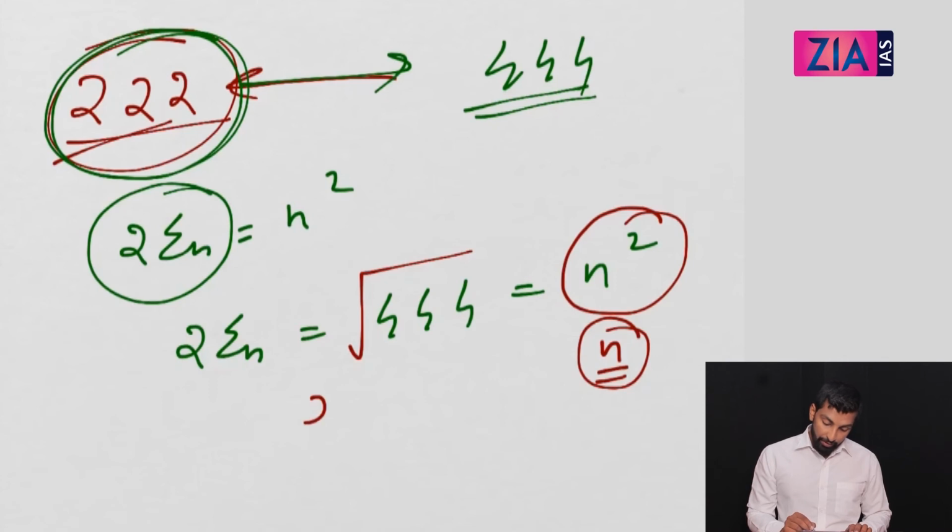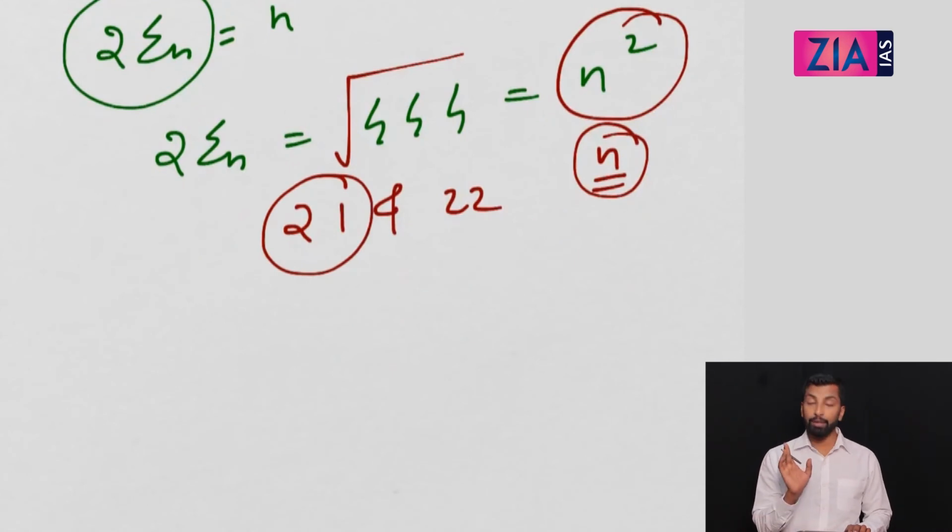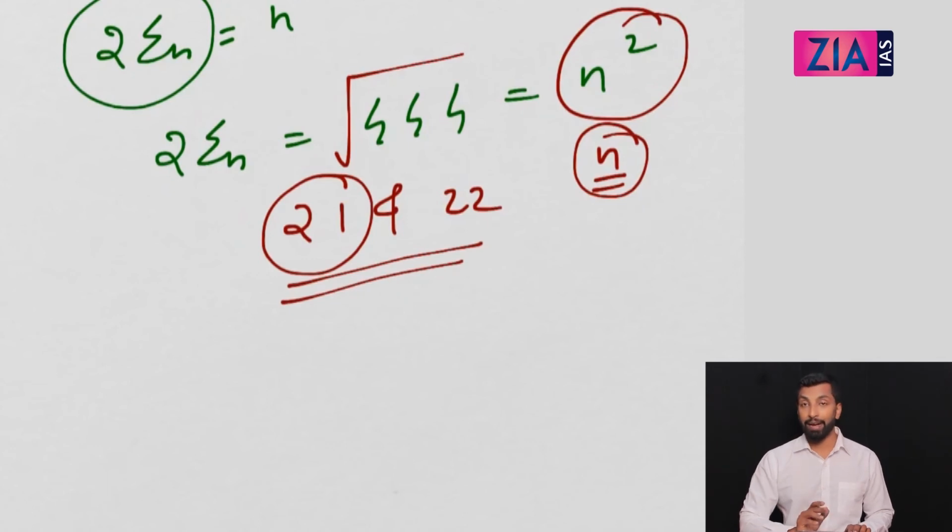You know this will be between 21 and 22, because 21 square is 441 and 22 square is 484. Now you take 21 as your n. Assume that 21 is your n. You can take any one of these, but you are taking 21 because you are double counting. When you are double counting, you take it on the lower side.